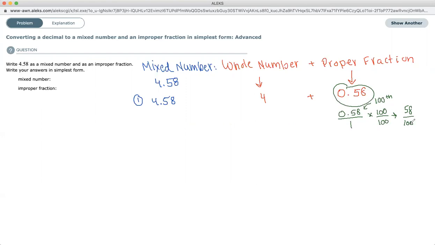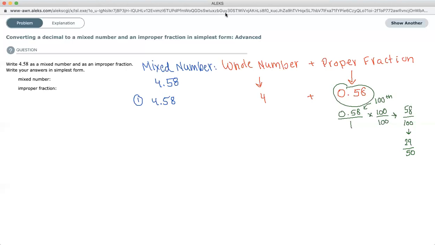All fractions should be in simplest form. So looking at 58 over 100, both numbers are even, which means they are divisible by 2. So I am going to go ahead and reduce that. 58 divided by 2 is 29, and 100 divided by 2 is 50. Okay, so that's the fractional form in simplest form.